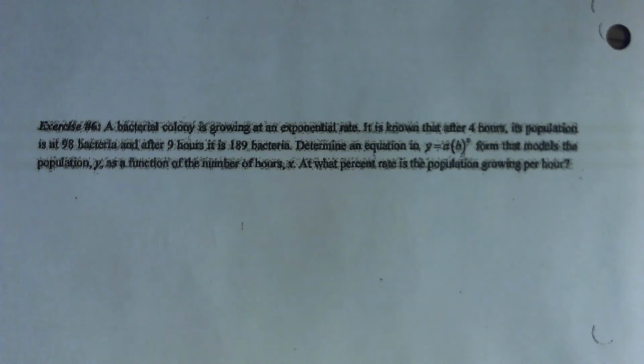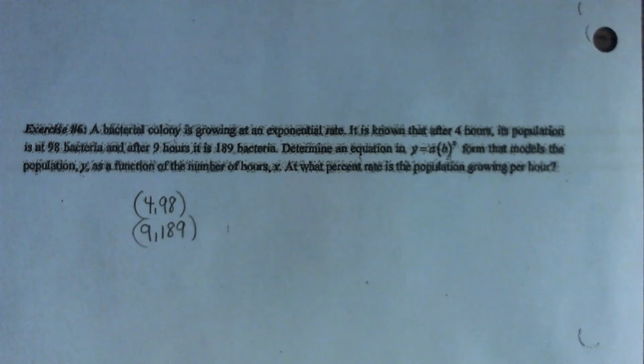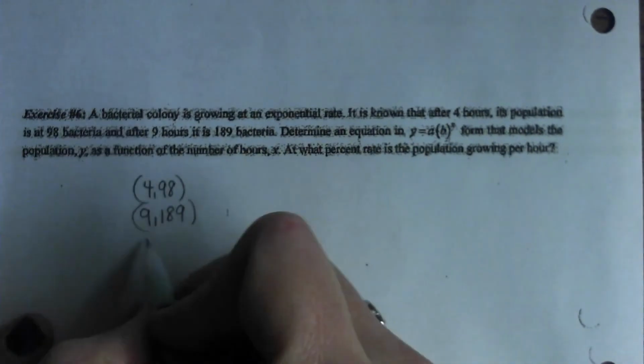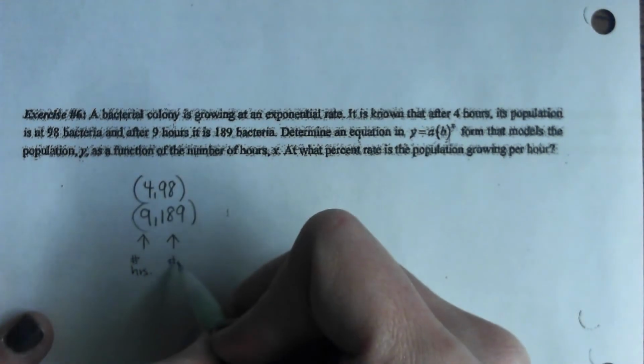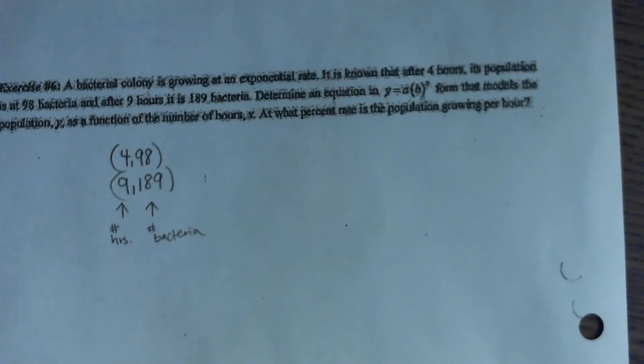In order to write an equation, we need 2 points. What are my 2 points? Perfect. You have to know to take that language and turn it into points. They did tell us X was the number of hours and Y was the number of bacteria. So go ahead and get started and start finding your A and your B.